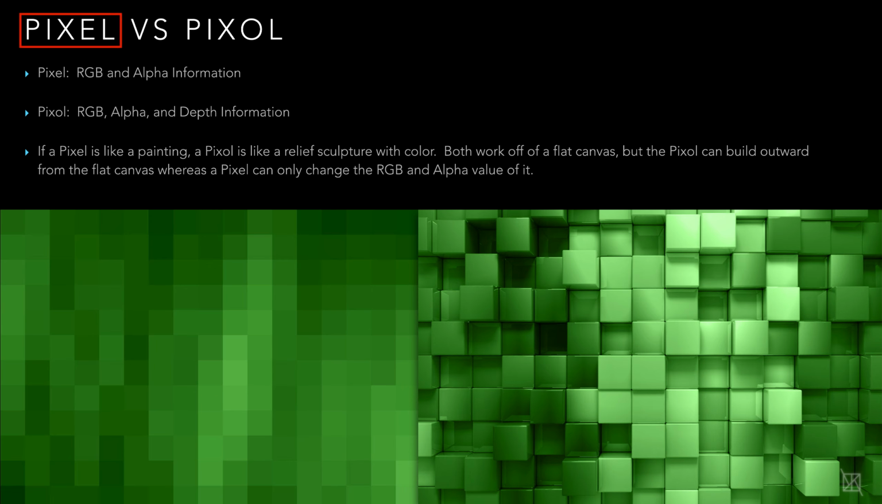A traditional pixel works with RGB and alpha or transparency information. ZBrush's pixol works with RGB, transparency, but it also works with depth information. So if pixels are like paint, then a pixol is more like relief sculpture with color. Both will work off of a flat surface, but a pixol can build outward from that flat canvas, whereas a pixel will only change the RGB and transparency values of it.